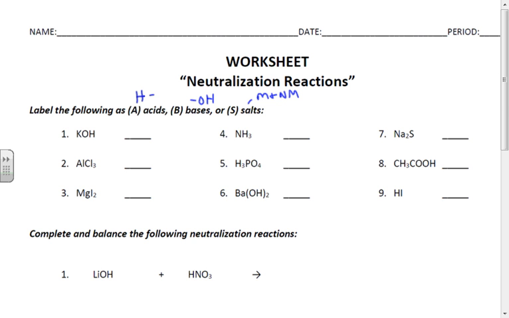So if we look in this first column, number 1 ends with OH. So when it ends with OH, it's a base. Number 9 here starts with an H, so we know it's an acid. And then number 7 is made up of a metal and non-metal. It doesn't start with H, it doesn't end with OH, so that's going to be a salt, an ionic compound. There are a few exceptions here, so be careful on number 8 and number 4. If you're not sure what those are, be sure that you look them up. They are kind of exceptions.